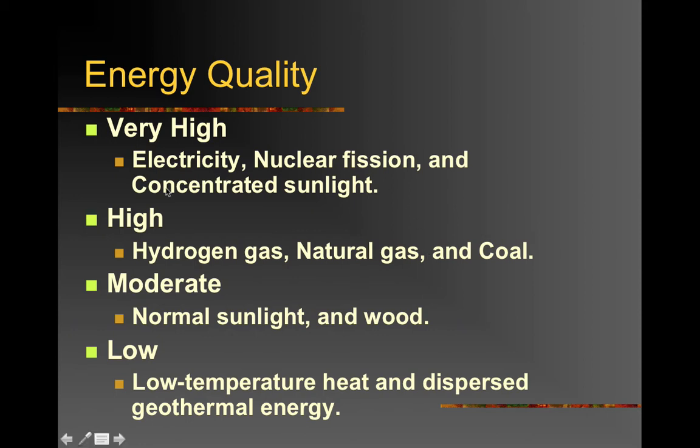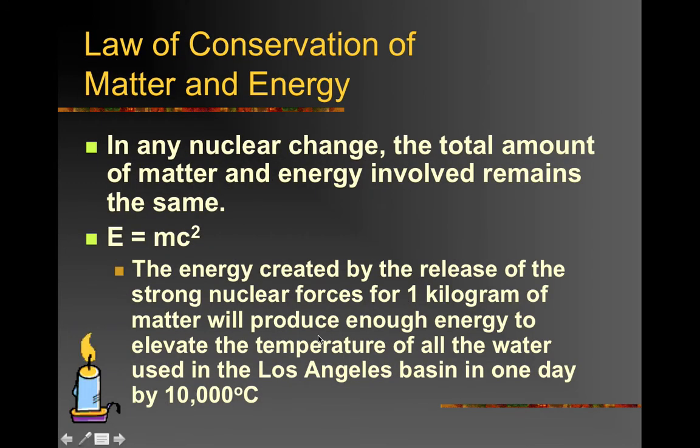Here we have again our energy quality, very high. These are examples: electricity, fission, I'm splitting the energy there, really concentrated sunlight. And here you can go down to high, moderate, and low. These are just given examples of each. Please note in the book some of the examples that they have when reading.